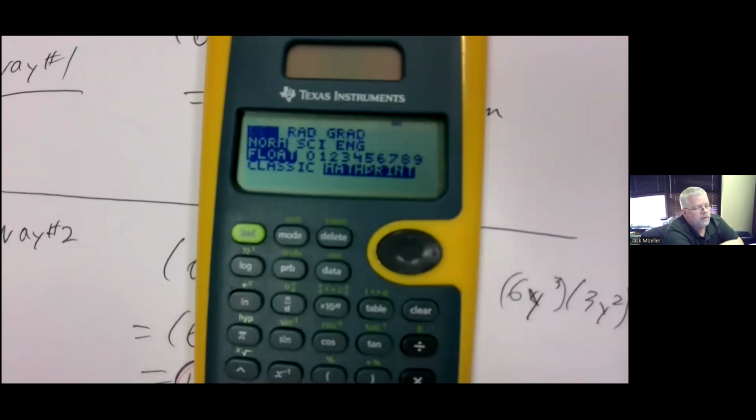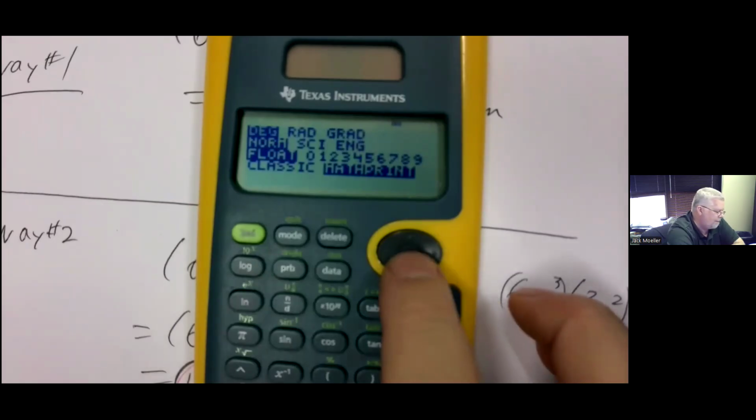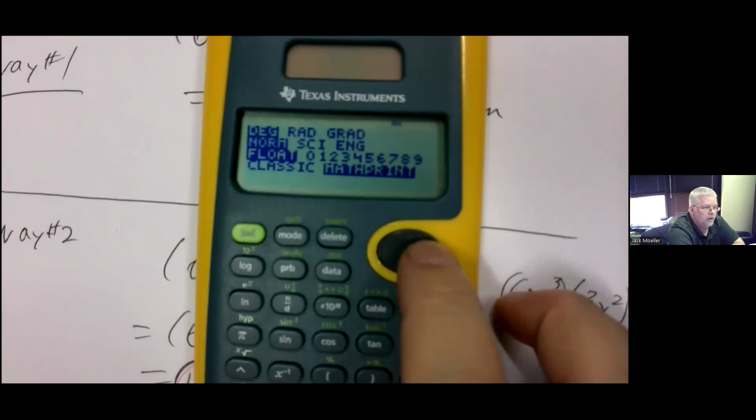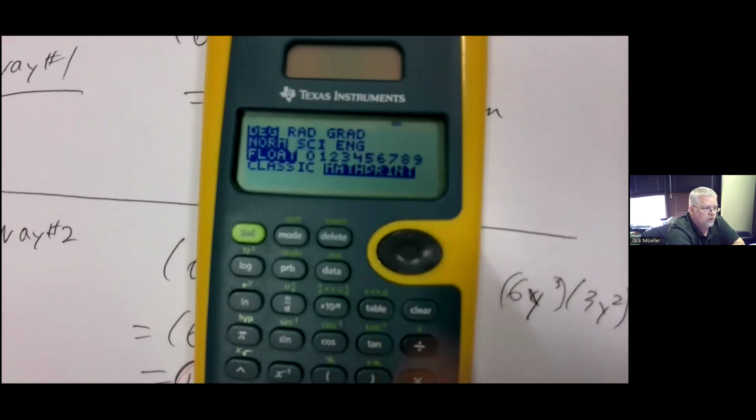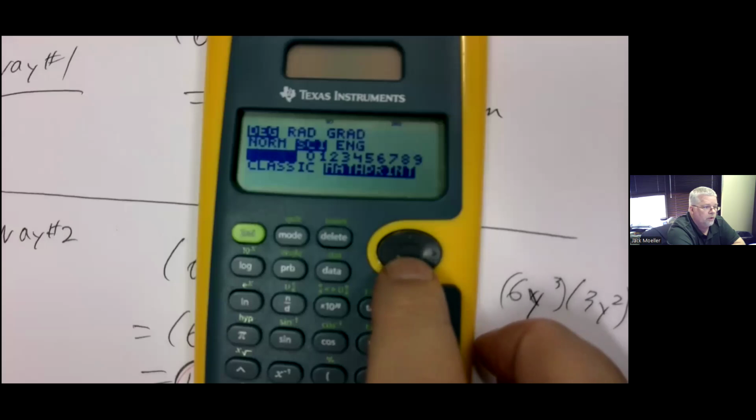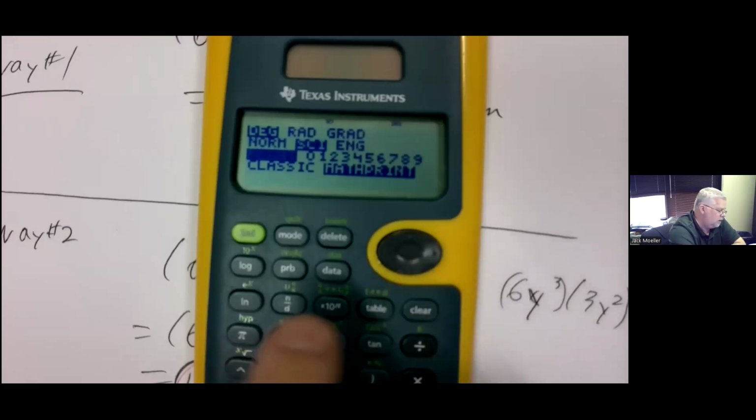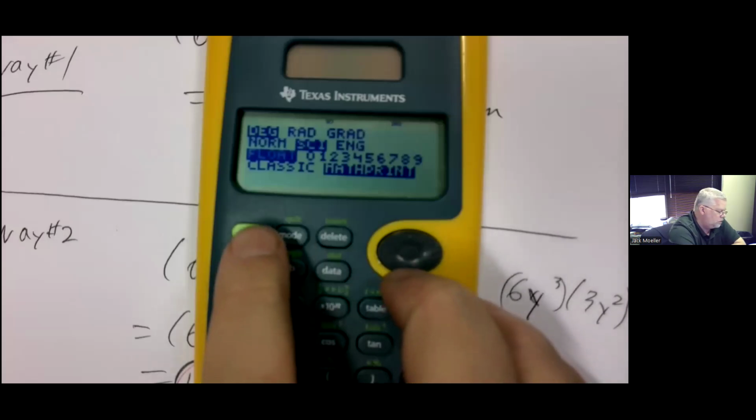So if you notice, that second line says normal, scientific, and engineering. So I'm going to cursor down, go over to scientific. Notice that it's blinking on scientific. I hit enter. So if I move the cursor, now you can see scientific is highlighted. To get out of mode, do second quit.